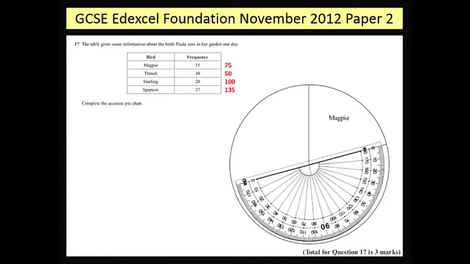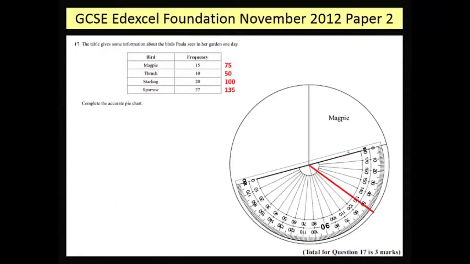As you can see, the centre is still on the centre here, and this 0 is now on the line that was drawn for us here at magpie. So we've got a new 0. We then read round the outside scale until we get to our new angle, 50. So we go around and we hit 50, which is here, and draw a line from the centre to this 50, which would go like this.